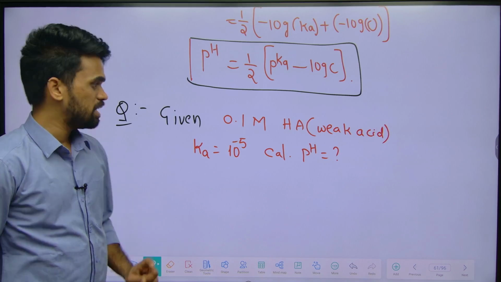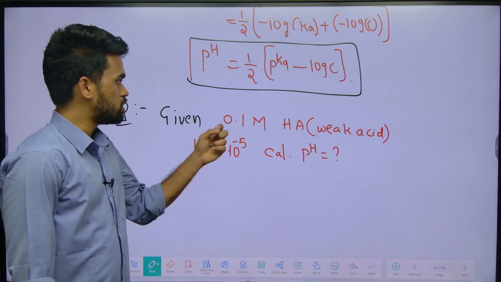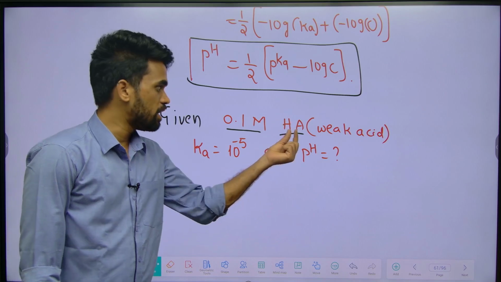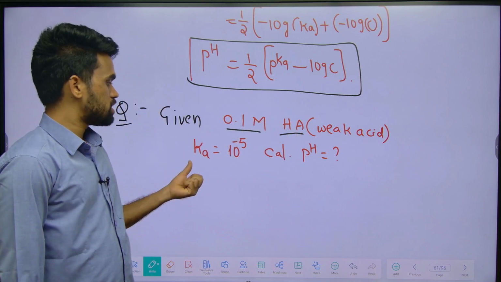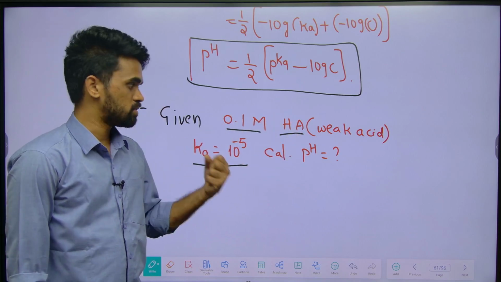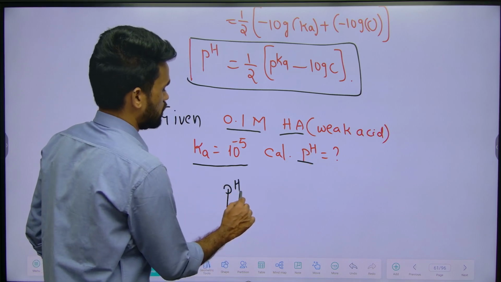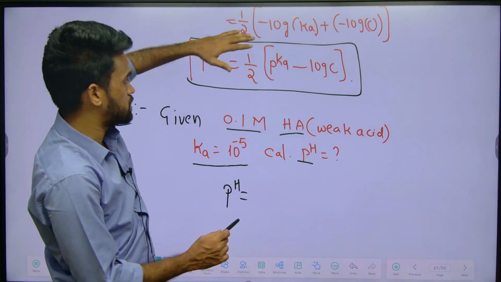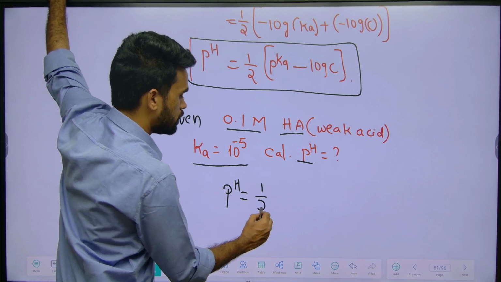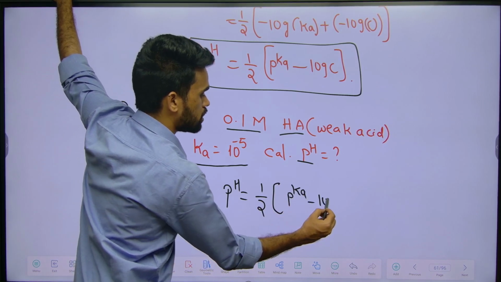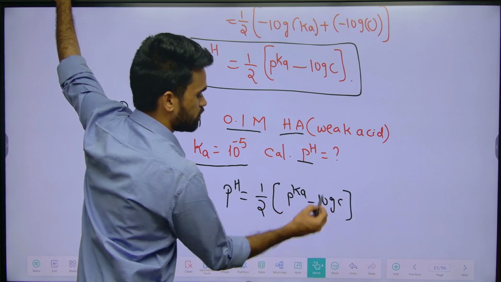So once again, see what data is provided. Given 0.1 molar weak acid. So HA is a weak acid. What is its dissociation constant? 10 power minus 5. And we are asked to calculate pH. So simply use that formula. Now there is no need to remember all those steps. Use this formula, half into pKa minus log C. This is the final thing we need to consider.